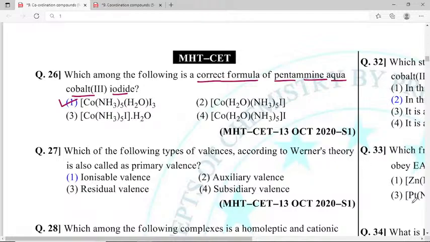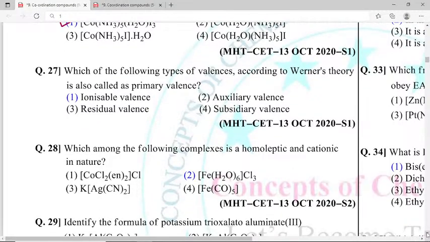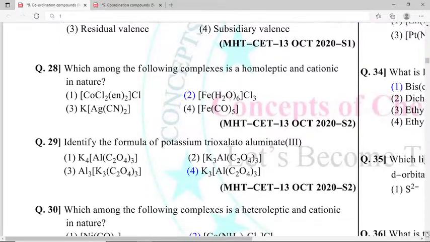Which of the following types of valencies according to Werner theory is also called the primary valency? So ionizable valency is called the primary valency. Auxiliary, subsidiary, residual valency is called the secondary valency. Okay, a straightforward question from Werner theory of coordination complexes. Werner theory has postulates, and one of the postulates is that ionization valency should be considered as primary valency and secondary valency as the coordination number.